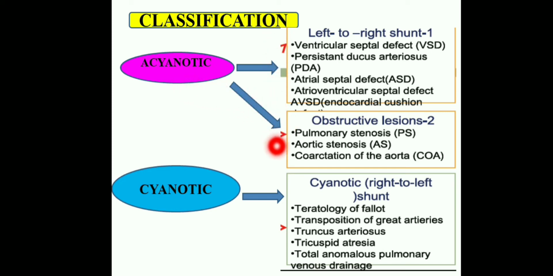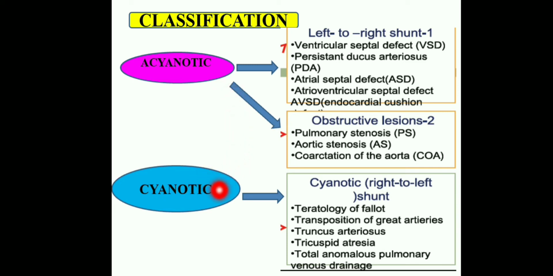In viva questions they may ask: this is VSD, is it increased pulmonary blood flow or decreased pulmonary blood flow? At that time you can answer easily. Acyanotic means increased pulmonary blood flow, so cyanosis will not be there in those babies.